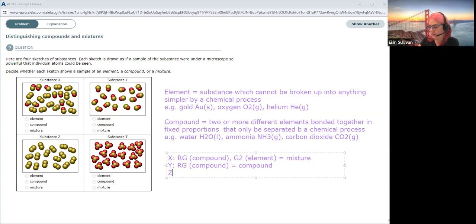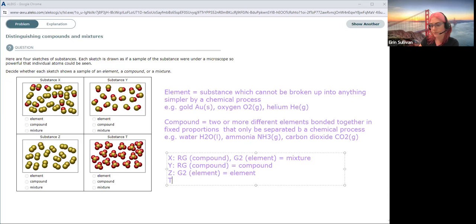What about substance Z? So I see two gold atoms bonded together. So that would be G subscript 2, because the gold atoms have the same element identity. They have two atoms of the same element bonded together. Even though it's a molecule, it is still classified as an element. A compound has to have two different elements to be a compound, okay? So that would be an element, an example of a homonuclear diatomic. Nothing else mixed in there.